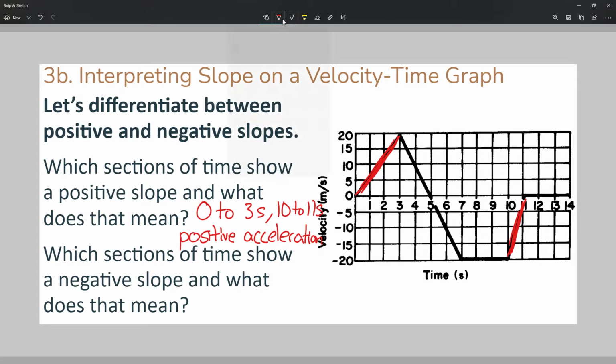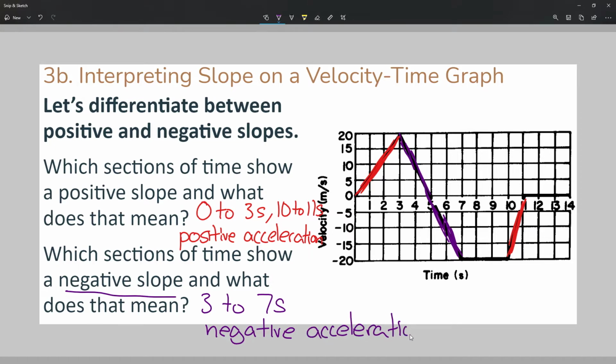Now the other question says, which parts of this graph show you a negative slope, which means a downward slope? So it's from times 3 to 7 seconds. That's a negative slope. And what does a negative slope mean? A negative slope means negative acceleration. All right. Negative acceleration. Okay, that's what that means.